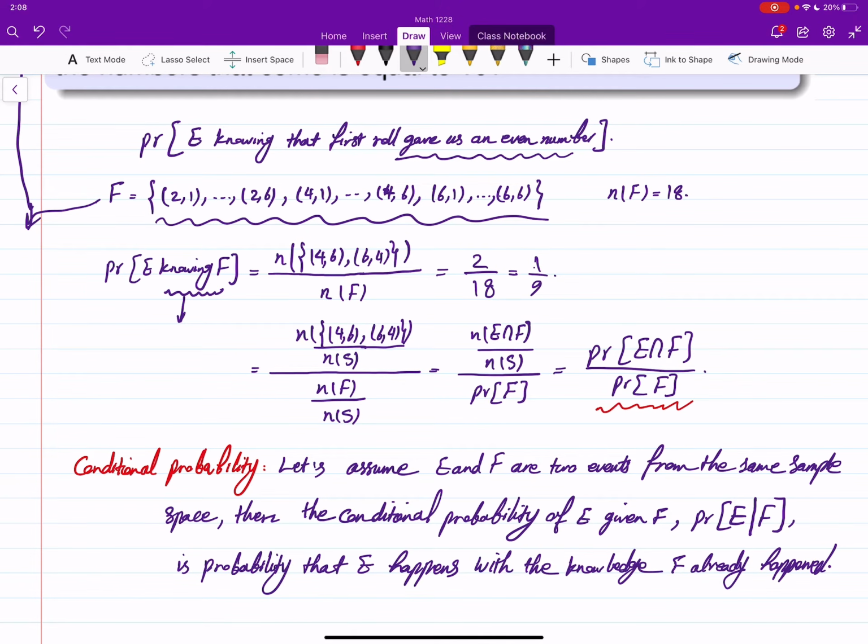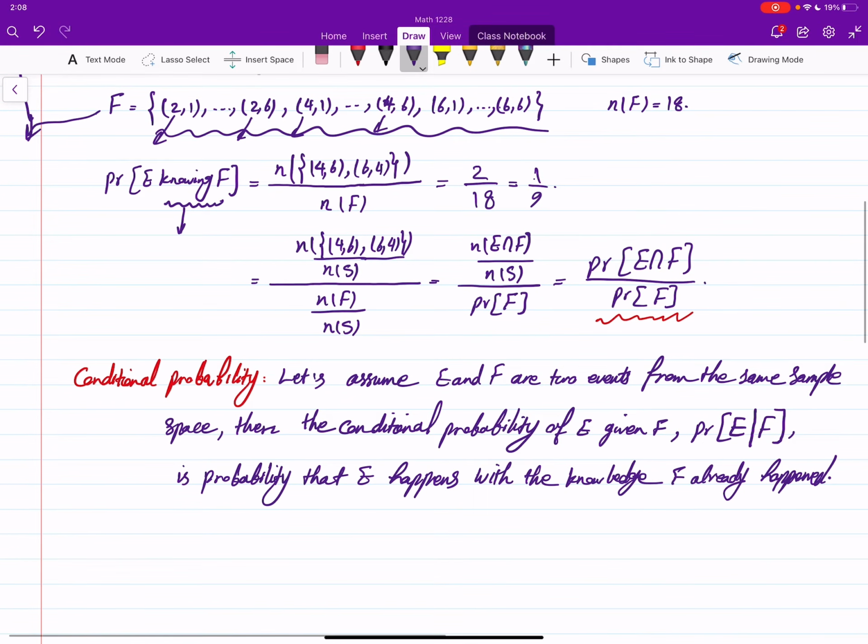So we know that the first entry is even. Then let's find the probability of the event that the sum of the two numbers is 10. So the probability of E knowing F.